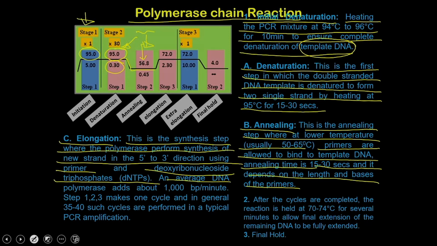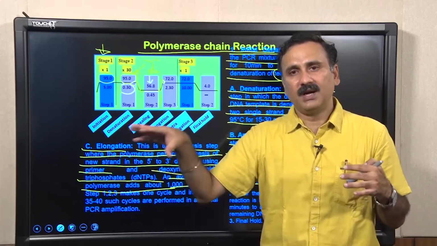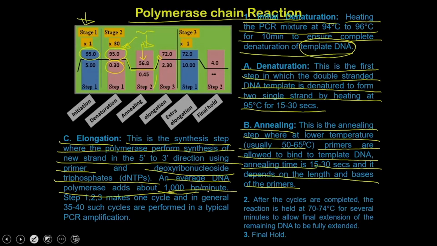An average DNA polymerase adds about 1000 base pairs per minute, which means after the annealing is over and the primer has formed the complex, you again increase the temperature so that the template DNA strands do not bind to each other, and then the enzyme will sit onto these complexes and do the DNA synthesis. On average, 1000 base pairs are synthesized within a minute, if you supply an adequate amount of deoxynucleotides in the mixture.